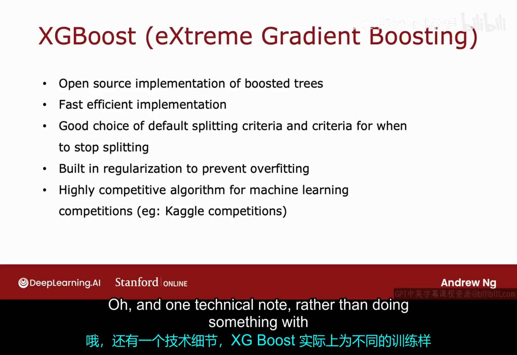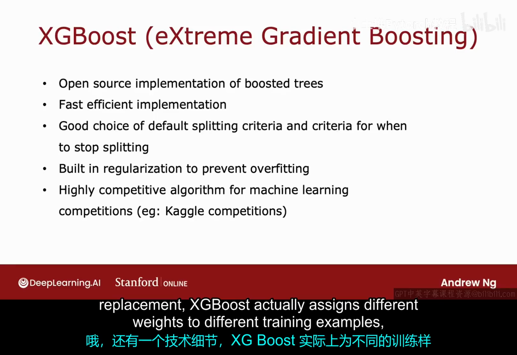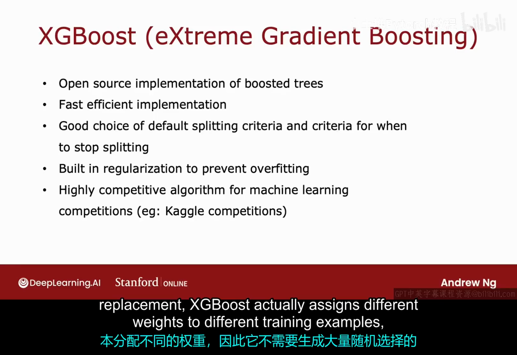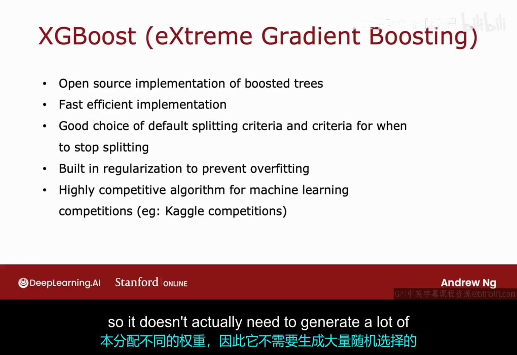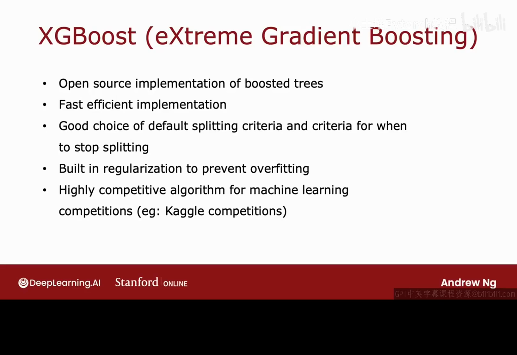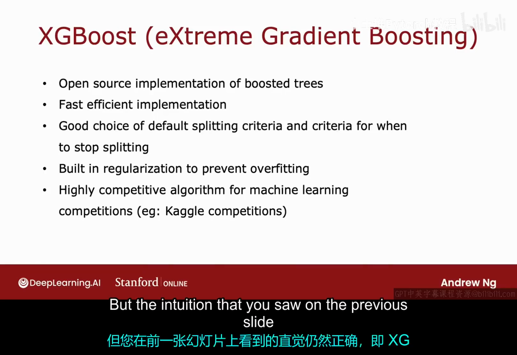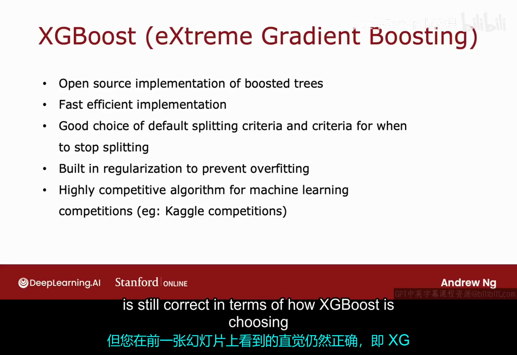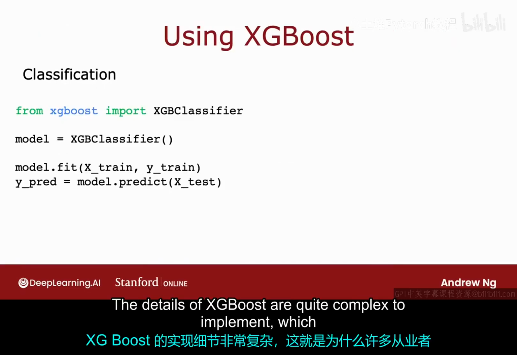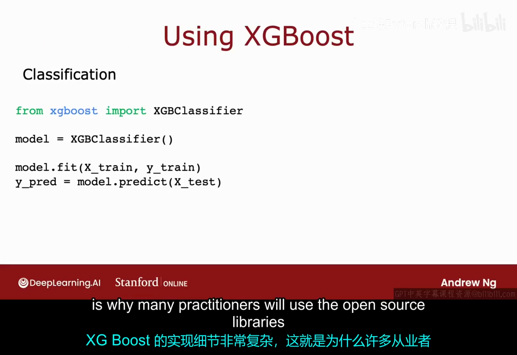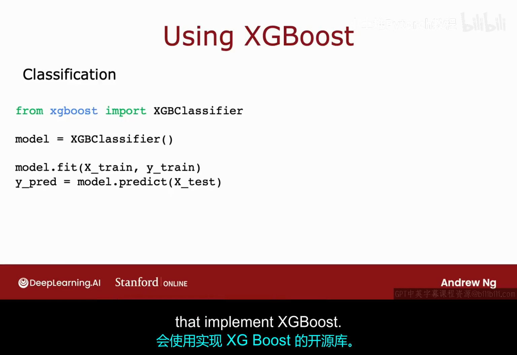Oh, and one technical note: rather than doing sampling with replacement, XGBoost actually assigns different weights to different training examples, so it doesn't actually need to generate a lot of randomly chosen training sets, and this makes it even a little bit more efficient than using a sampling with replacement procedure. But the intuition that you saw on the previous slide is still correct in terms of how XGBoost is choosing examples to focus on. The details of XGBoost are quite complex to implement, which is why many practitioners will use the open source libraries that implement XGBoost.